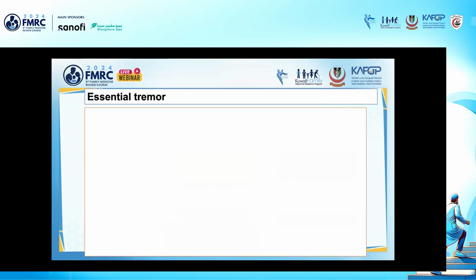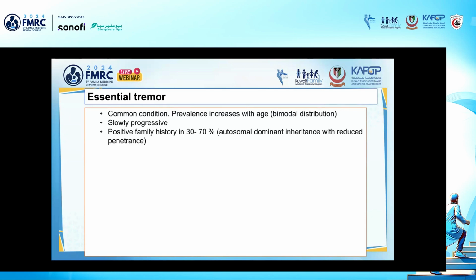Now we'll go through the commonest etiologies, a brief overview. What we'll concentrate on is essential tremor, because essential tremor is the commonest type, which we will most likely encounter in primary care, and we can manage in the early stages in primary care. We don't need to refer to neurology if we're sure of the diagnosis. So essential tremor is a common condition. The prevalence increases with age. It is slowly progressive.